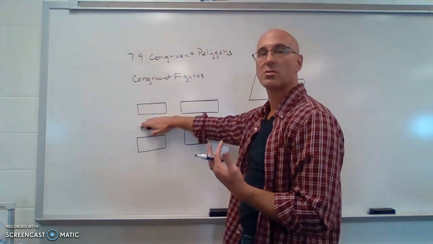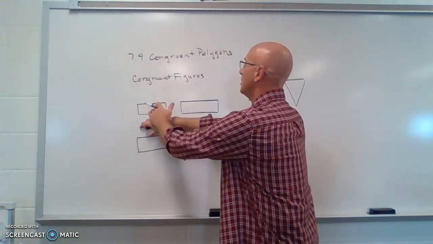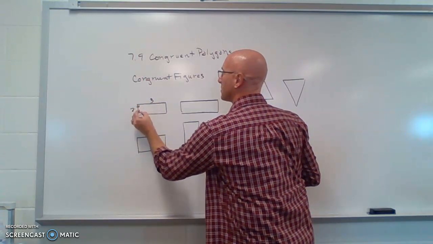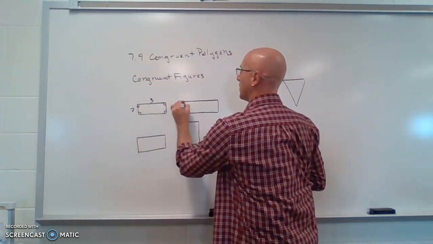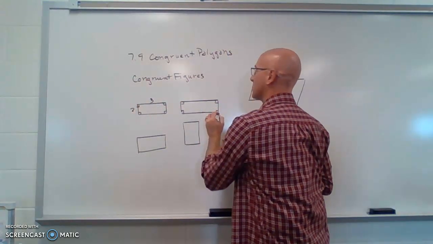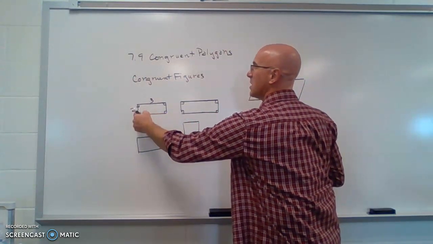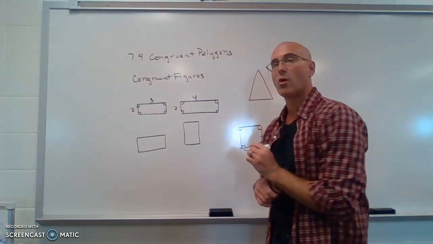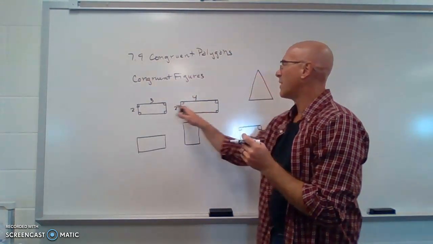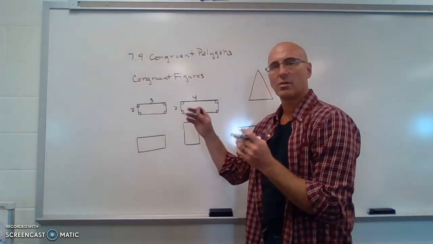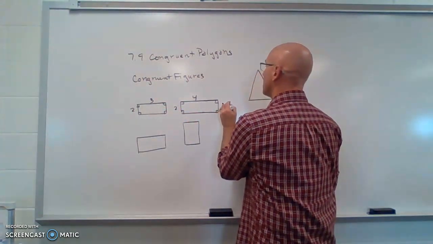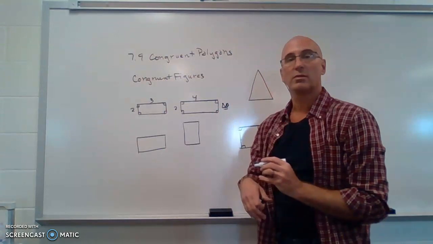I drew some shapes here. So here are two rectangles. I'm just going to put right angles just to show that they are rectangles. If I said this was a 2 by 3 rectangle and this was a 2 by 4 rectangle, while they have a similar shape, they're not the same size. So these would not be congruent.